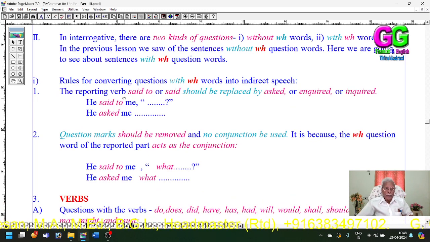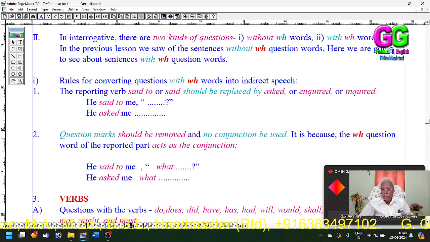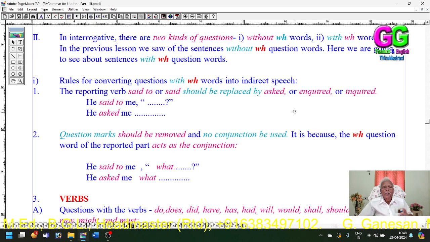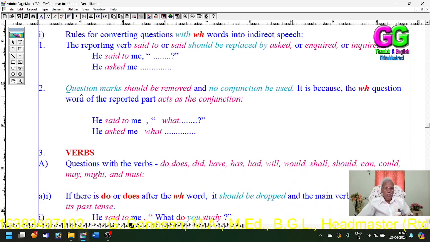Rule 1. The reporting verb said to or said should be replaced by asked or inquired. Both the words are pronounced as inquired. Any one of these three reporting verbs can be used as the reporting verb. But normally we are using asked. So, said to has been changed into asked. Rule 2, question marks should be removed and no conjunction should be used.